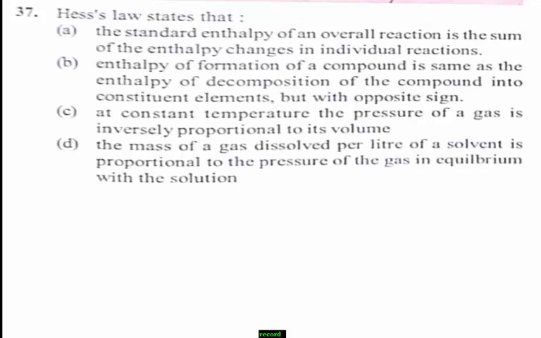Students, I think you know. Just recall the definition of Hess law. Hess law states that change in the enthalpy in a chemical reaction, that is heat of a reaction at constant pressure, is independent of the pathway between the initial and final states. Remember students, according to Hess law, the standard enthalpy of overall reaction is the sum of enthalpy change in individual reactions. Therefore, option A is the right answer.